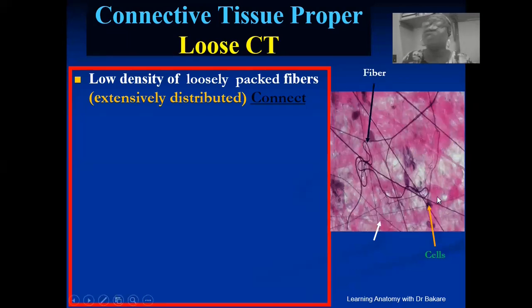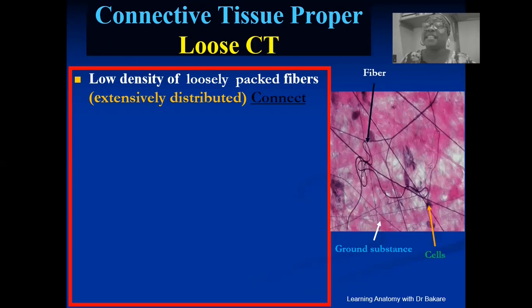So because we have low density of fibers, this support will not be created by this type of connective tissue. The only thing that they do basically is to connect structures or tissues together. And this is understandable based on their structural orientation.